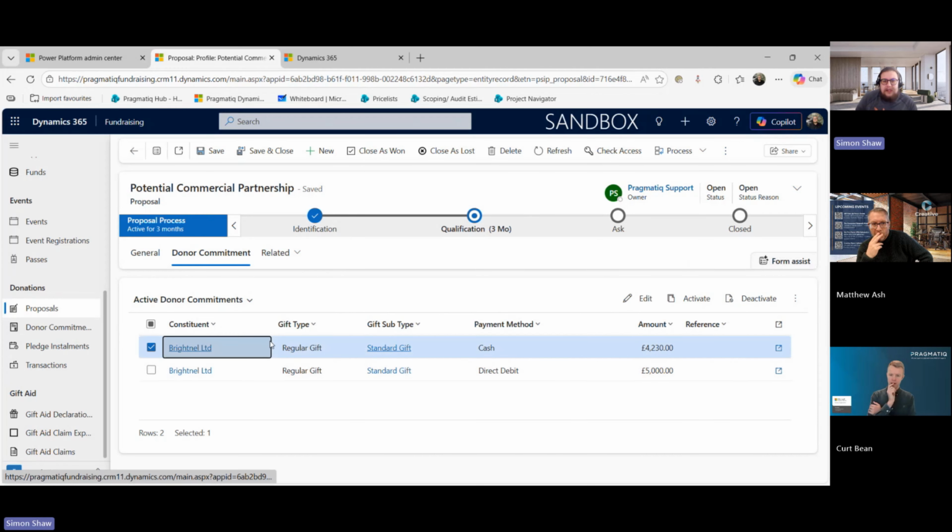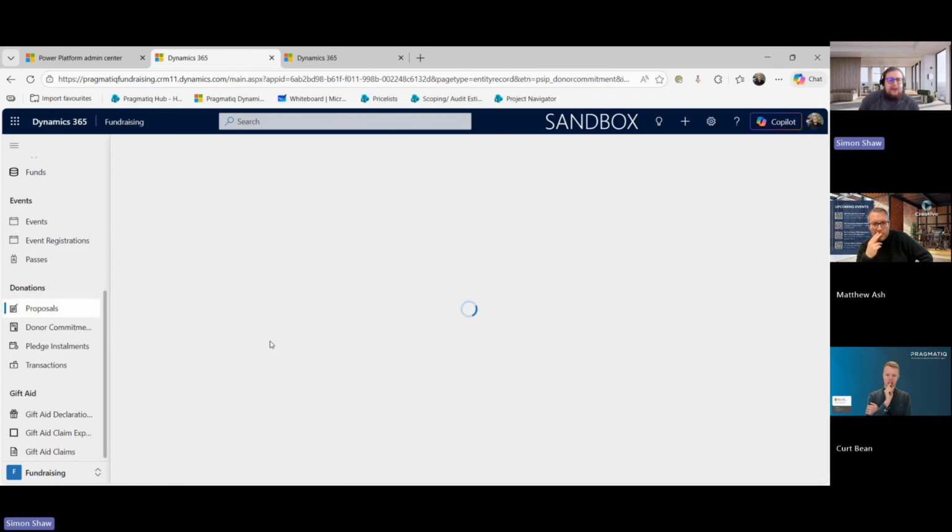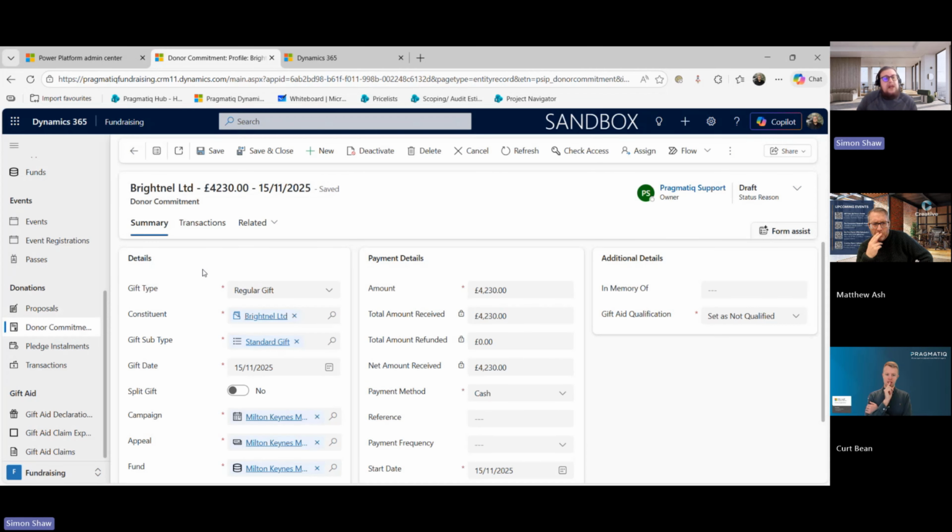If I go into that particular gift, we've effectively got the details of that. In this case, it's a regular gift. We can see who that particular constituent is. That could be an organization or an individual. We then have the concept of a subtype of gift. So it could be, in this case, a standard gift. We could create custom ones for, say, a luxury gift or anything else bespoke to your organization.